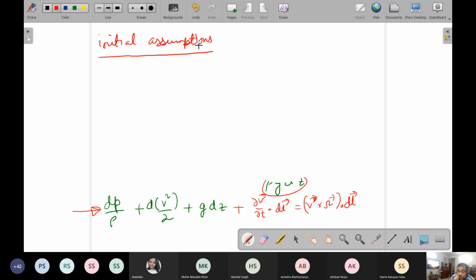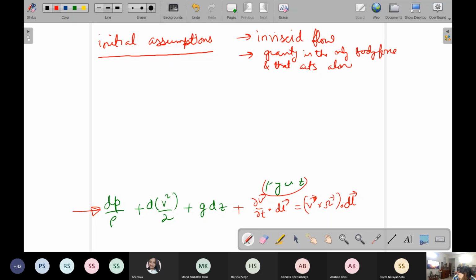So initial assumptions were inviscid flow, and gravity is the only body force, and that acts along negative z. Okay, so these are the initial assumptions.